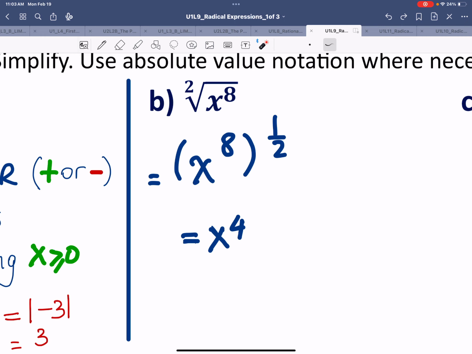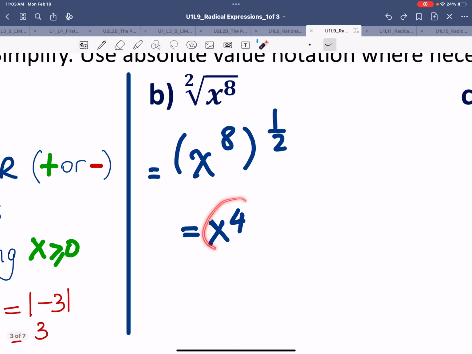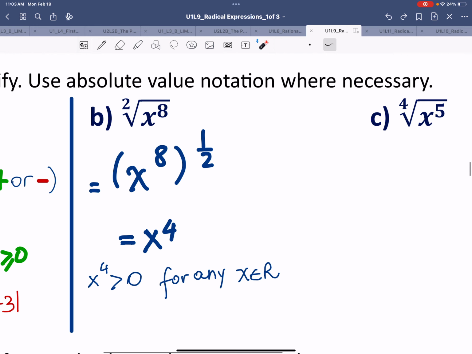So now let's think about it. So x to the power of 8 is always positive, so the square root of it exists. The answer we get is x to the power of 4, and the next thing we have to think of is this has to be positive. Now think about it. Is x to the power of 4 positive for any value of x? Since the power is even, that will always be a positive number. So therefore, in this case, we do not need absolute value to protect this number from being a negative. So x to the 4 is positive for any real number x.